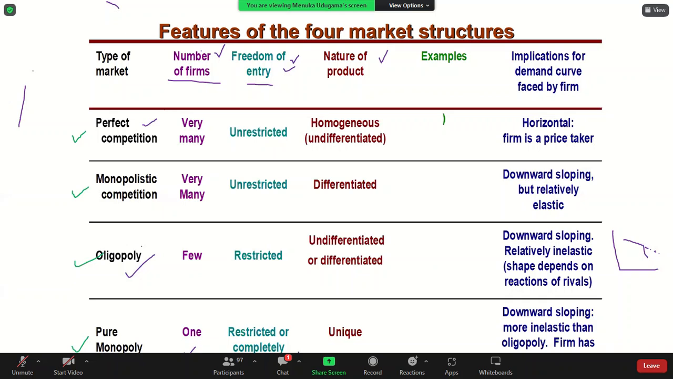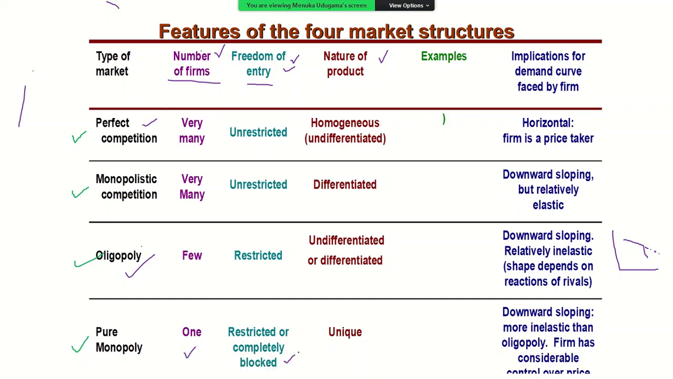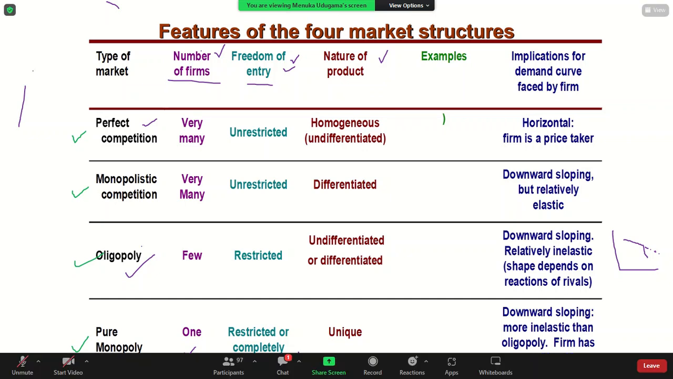It's very difficult to enter, or it's impossible to enter this type of market. For example, pure monopoly. It could be that either the investment is very high, the principal cost is very, very high, or it could be that it is based on some technical monopoly.